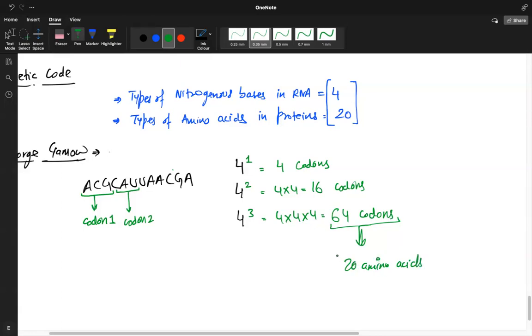And the answer is very simple. Any kid can guess the answer. Tell me, how will you adjust 64 students into 20 groups? It's simple. Each group will have more than one student. Correct? Do you understand, everyone? Yes, sir.